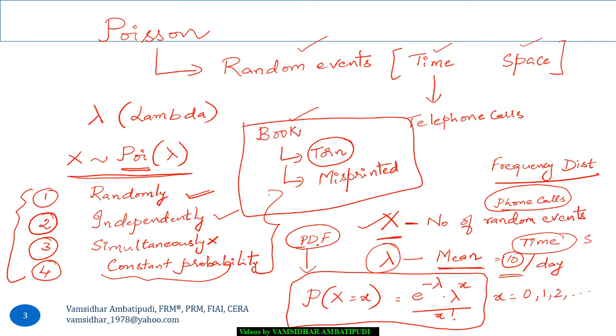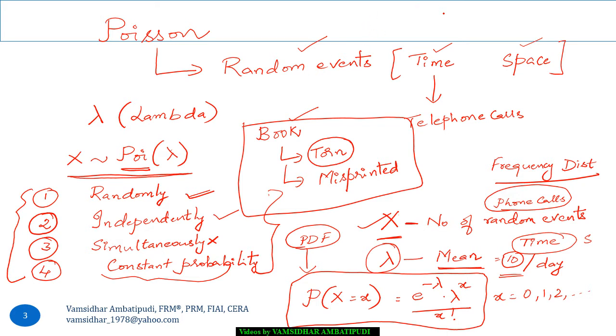So if x is the number of random events, the number of phone calls that occur in a particular time period, and lambda is the mean number of occurrences of that event during that time period, and I know x follows a Poisson distribution, then the probability distribution function is obtained through this expression: probability of X equal to x is equal to e to the power of minus lambda, lambda power x divided by x factorial.